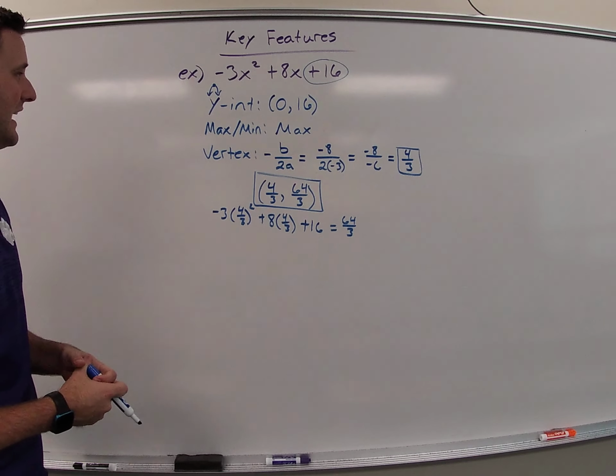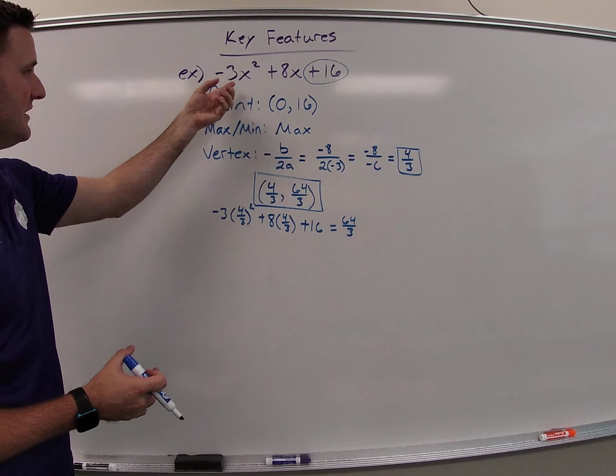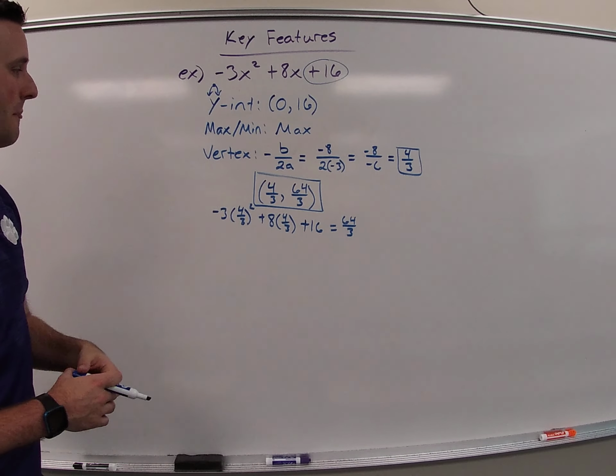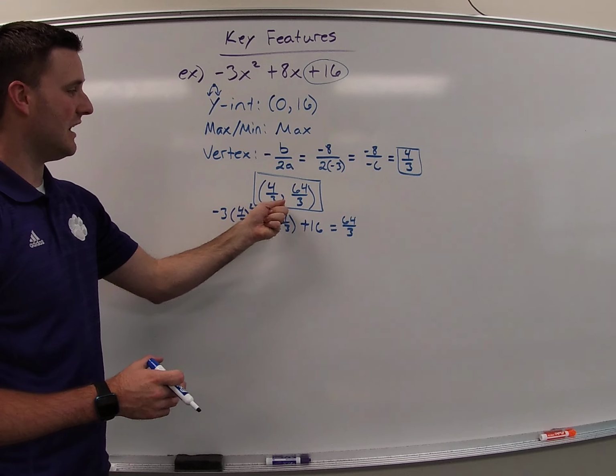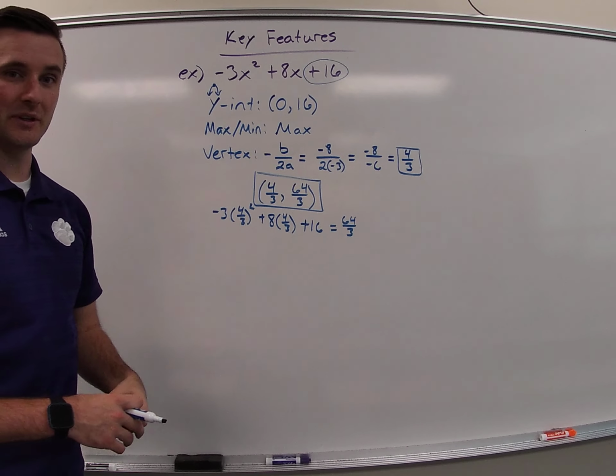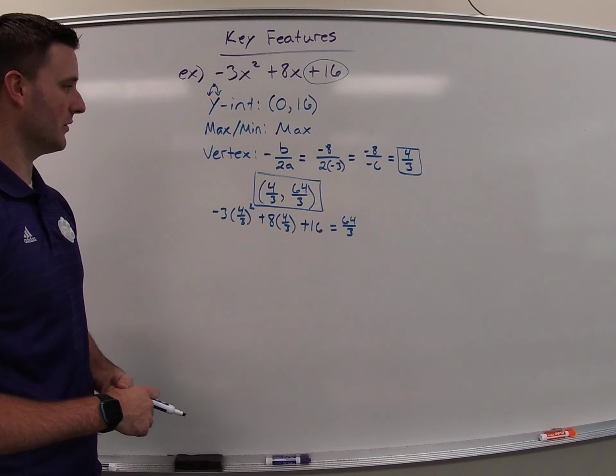So you guys are going to have a graph that opens down, so an N-shaped graph, and it's going to have a maximum at (4/3, 64/3). And that's all we have to do for today.